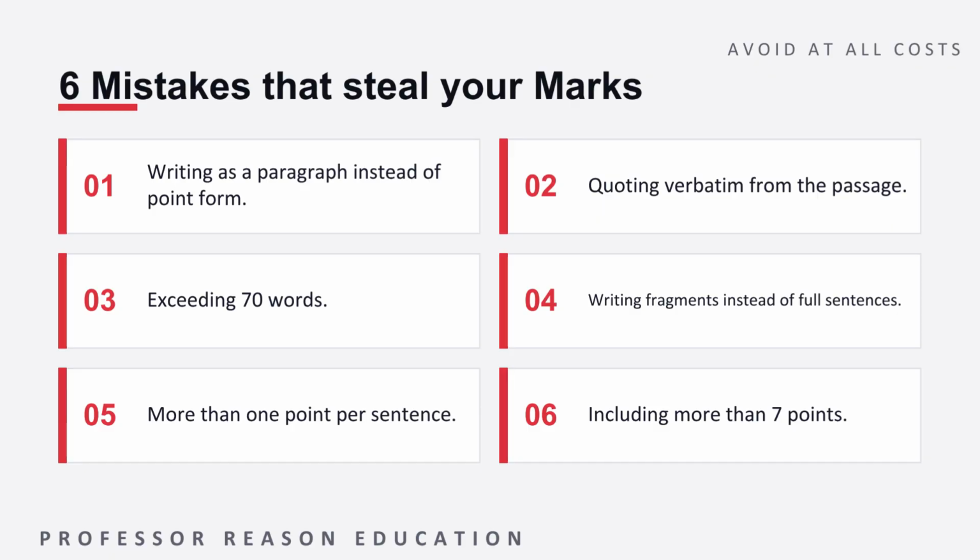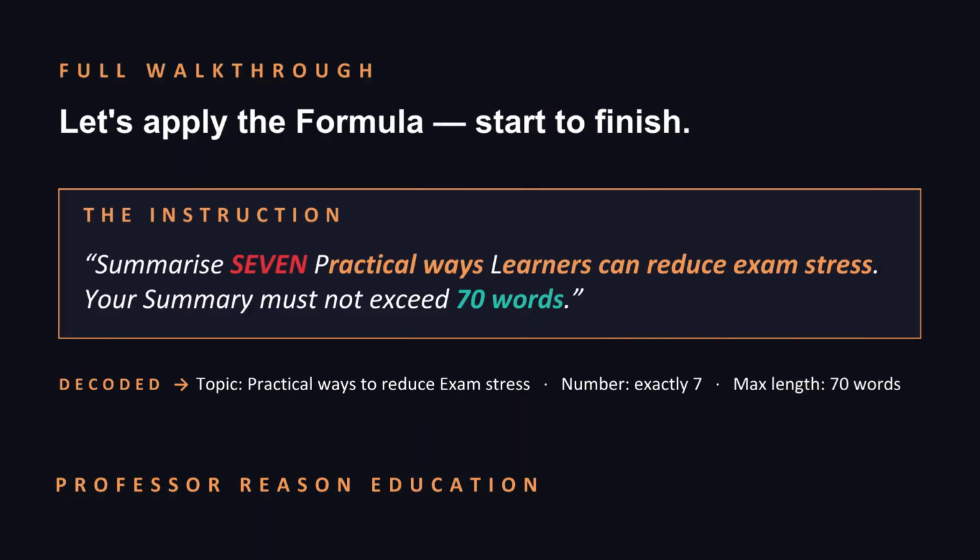Mistake number 6. More than 7 points. The marker only counts your first 7. Memorize these. Avoid all 6. Full marks. Let me walk you through a quick example to show you the formula in action.